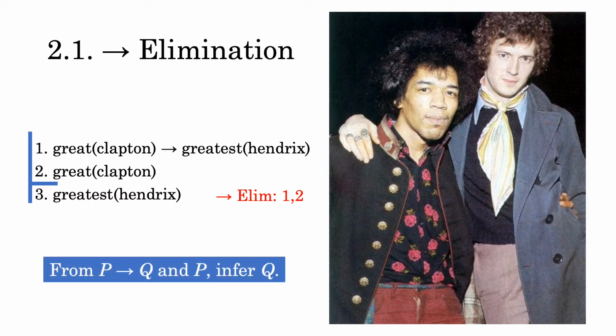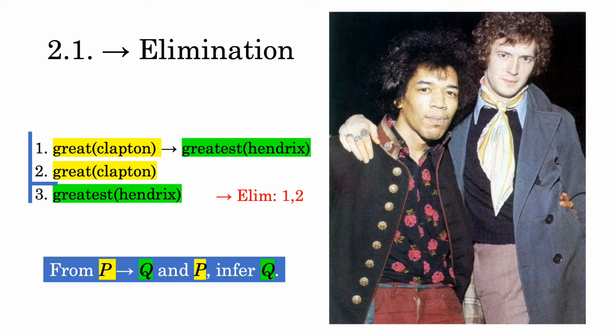So here's our rule for arrow elimination. From if P, then Q, and P, infer Q. We see that Clapton is a great guitarist is playing the role of P in this application of arrow elimination. And we see that Hendrix is the greatest guitarist is playing the role of Q in this application of arrow elimination. And finally, we can see why we put 1, 2 on line 3. Line 1 corresponds to if P then Q, and line 2 corresponds to P. Therefore, this is the correct application of arrow elimination.